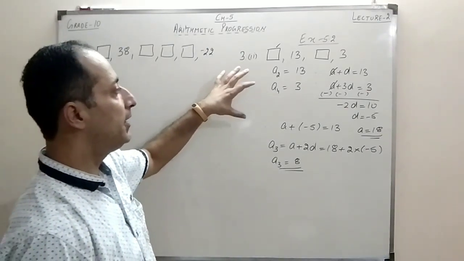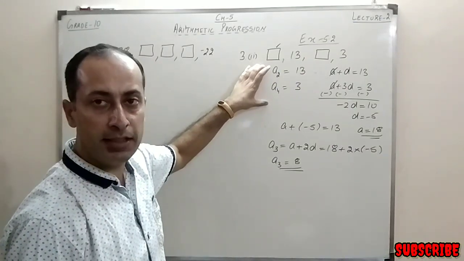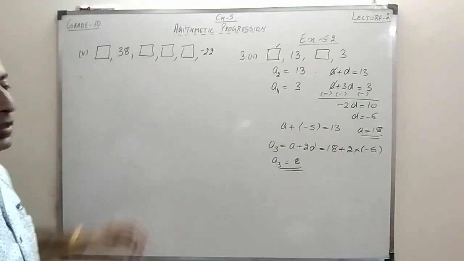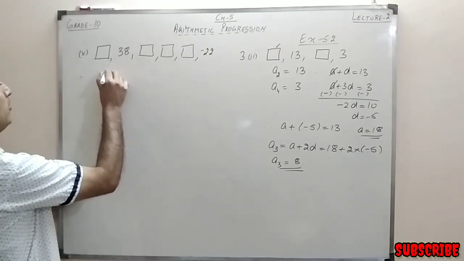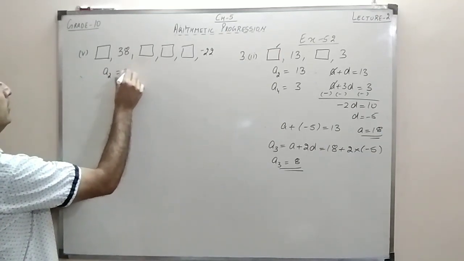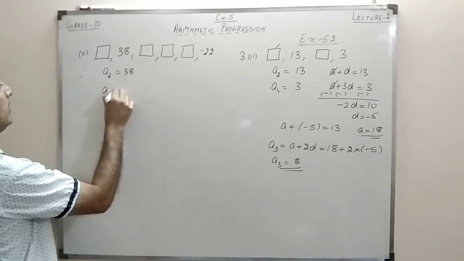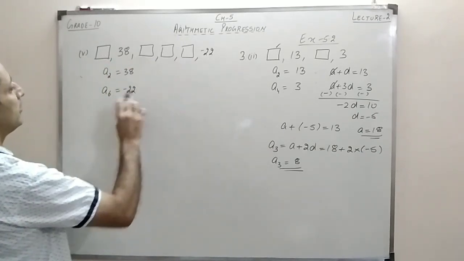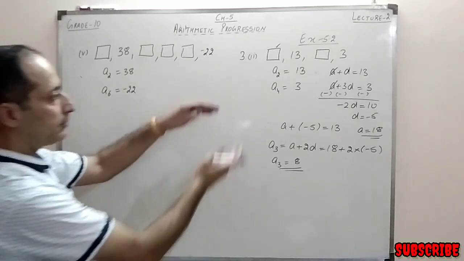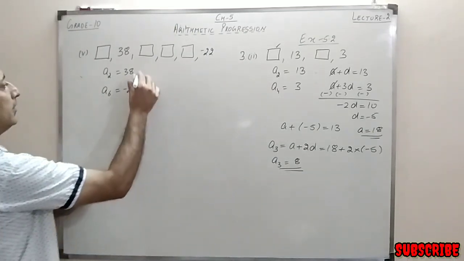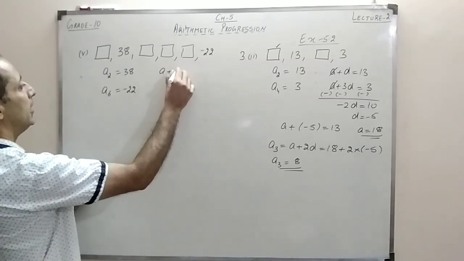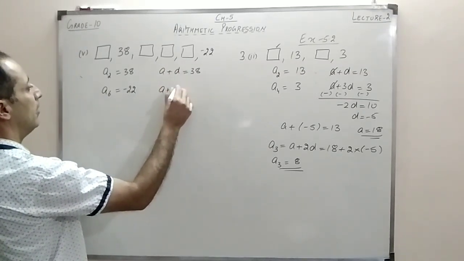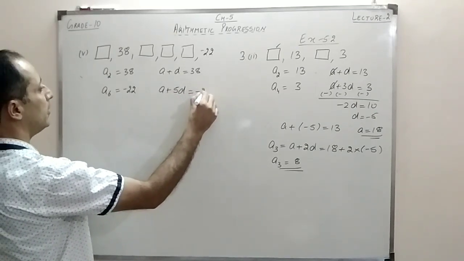Right? So the steps we have followed to find A and D in this part, same steps can be used to find A and D here also. Let's see what is given. This is the second term. A2 is given to me as 38 and A6 is given to me as minus 22. So 1, 2, 3, 4, 5, 6. So this is A6. Again, you can proceed the same way. This is A plus D equal to 38 and this is A plus 5D equal to minus 22.